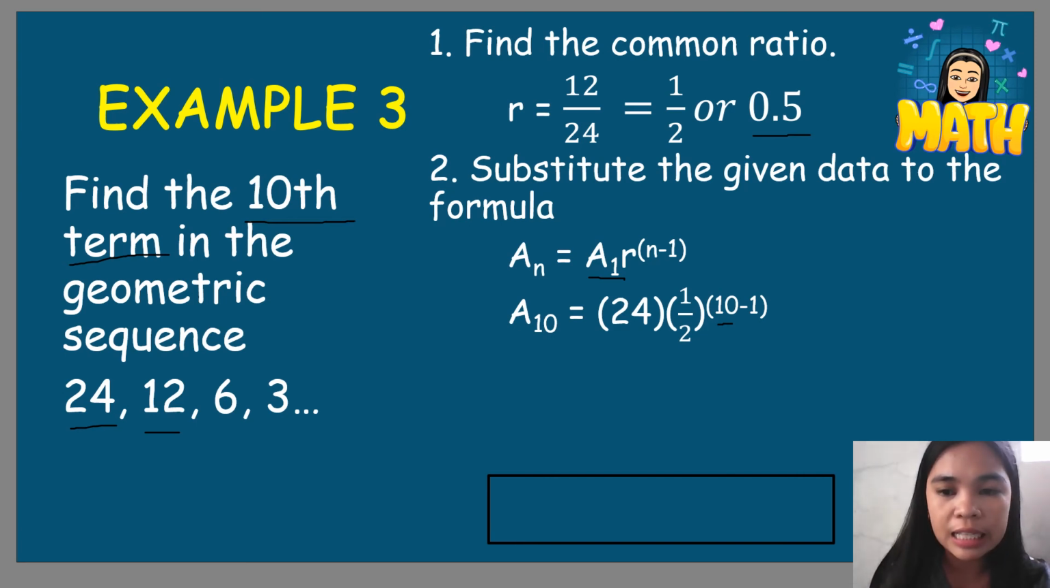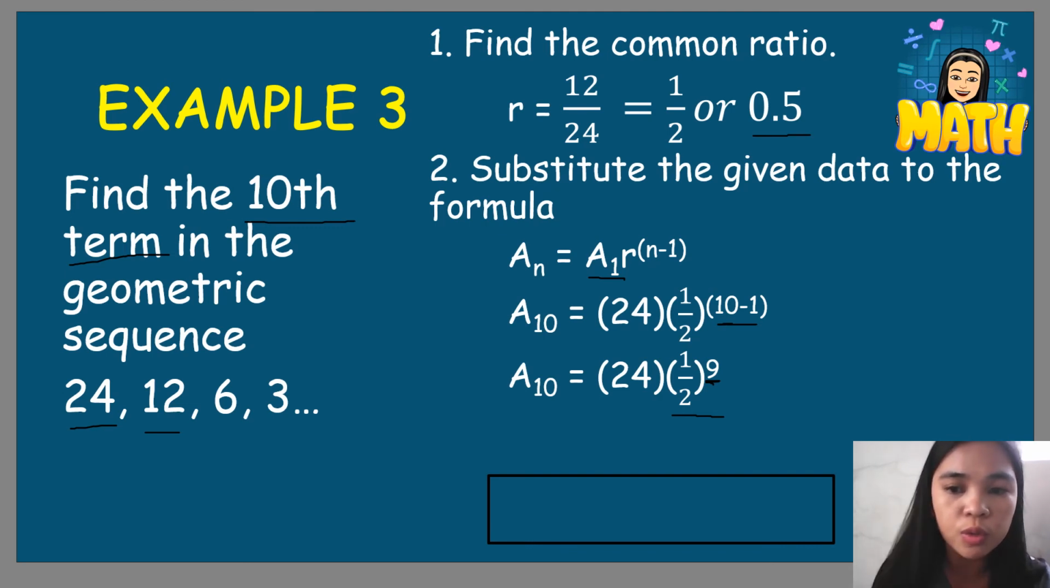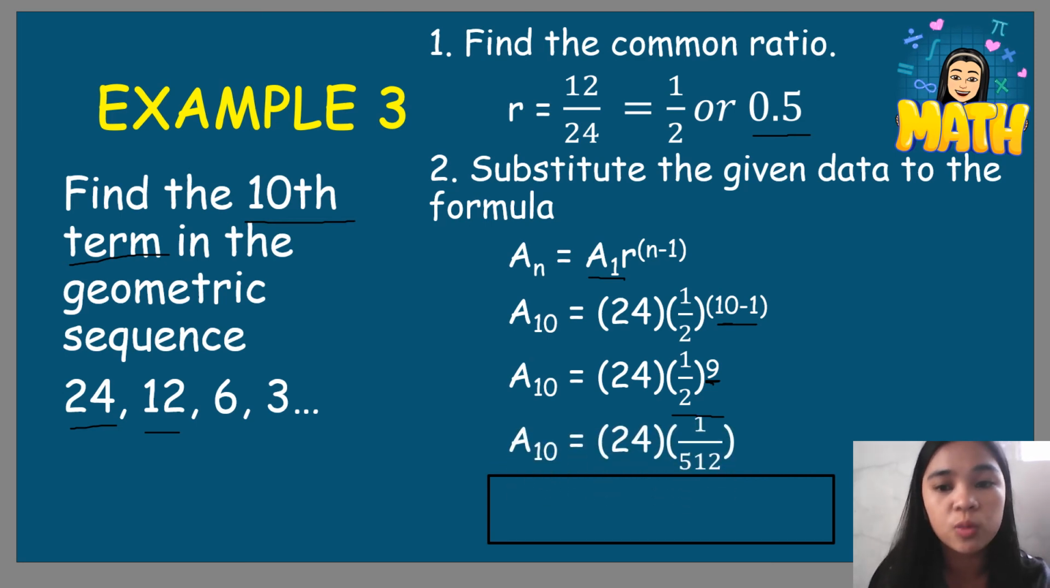So, unahin ulit natin yung ating exponent. 10 minus 1 is equal to 9. Kaya siya 9 dito. Ngayon, ito naman, 1 half raised to 9. So, paano ba nagre-raise ng isang base na fraction? So, yung numerator, i-raise natin kay 9, while yung denominator, i-raise din natin kay 9. So, 1 raised to 9 is 1. 2 raised to 9 is equal to 512. So, lalabas dyan is 1 divided by 512.